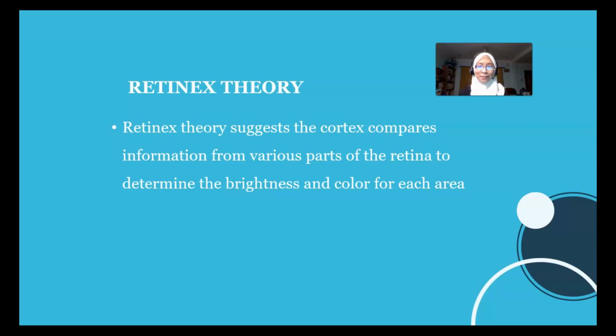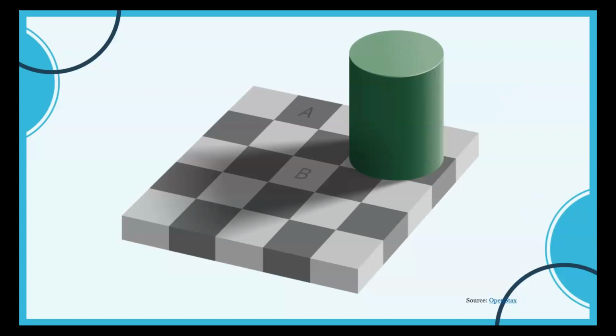So let me explain. Here is an image that I'm going to use to demonstrate. In this image, I guess this is a checkerboard maybe, you have two squares that are marked as A and B. As you can see, the square marked A is a darker shade of gray, and the square marked B is a lighter shade of gray, almost white.